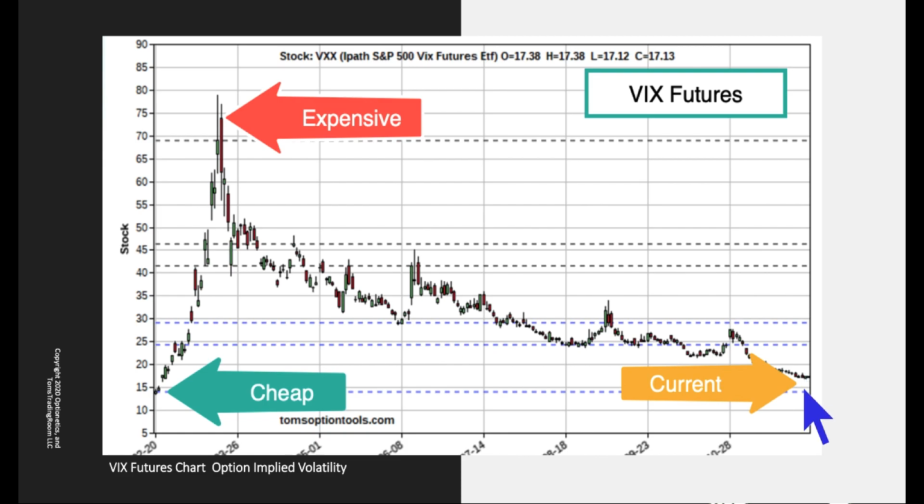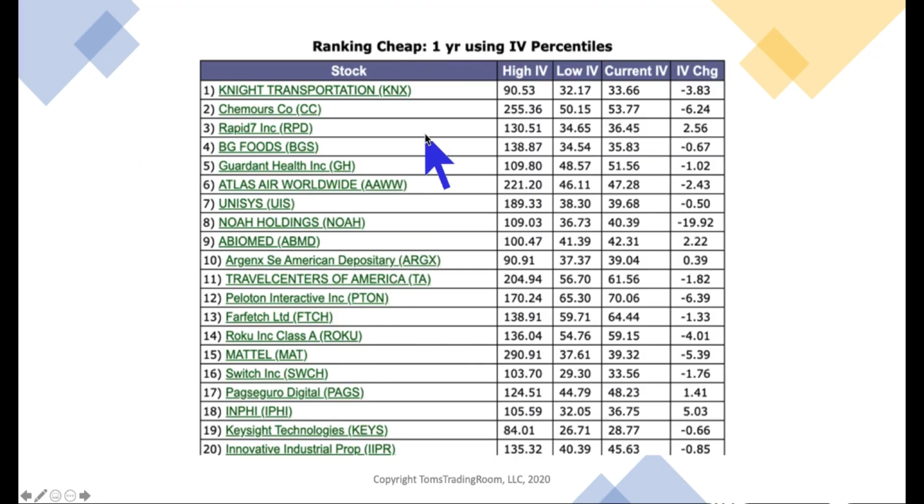Now, what I can do is find where the cheapest, the most expensive, and current options are on individual stocks. And I can do that within Tom's Option Tools. Within Tom's Option Tools, I have an area in Options where I can look at what we call pre-computed scans. I'm going to share the current ones with you right now. So these are the cheap options over the last year.